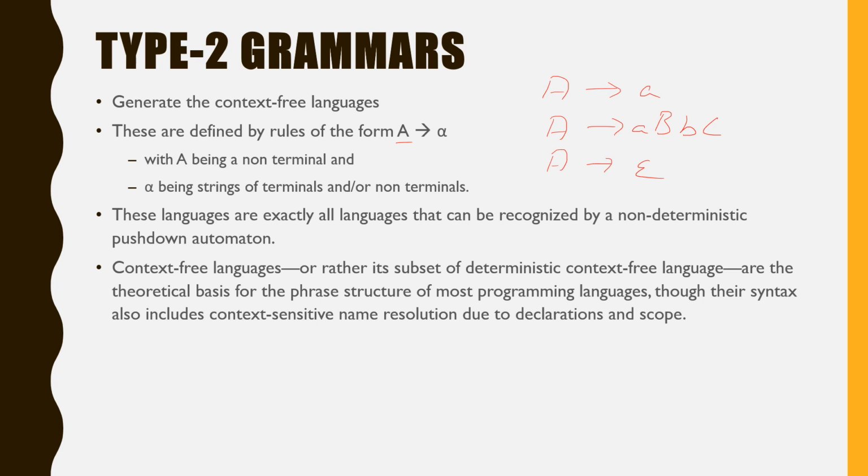So the automata that accepts this type of language is called a push-down automata. In specific, it is non-deterministic, so we call them non-deterministic push-down automata. And a subset of this can be called a deterministic context-free language, and correspondingly we call the automata the deterministic push-down automata. And about that we will discuss when we get into the topic of push-down automata.